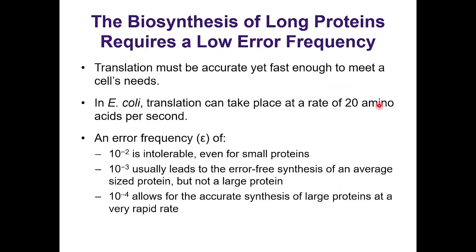Fantastic. So, your biosynthesis for the long proteins is going to require a low error frequency because you're going to do this thousands of times for a single protein oftentimes, and you're going to do that millions and millions of times per day, at least. Some of these you'll do it millions of times per week, but it depends on the amino acids and the proteins. So the translations, these must be accurate, yet they have to be fast enough to meet the cell's needs. The E. coli translation can take place at a rate of 20 amino acids per second.